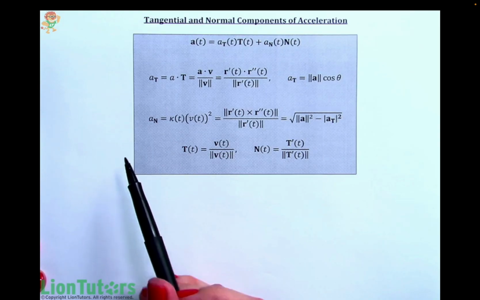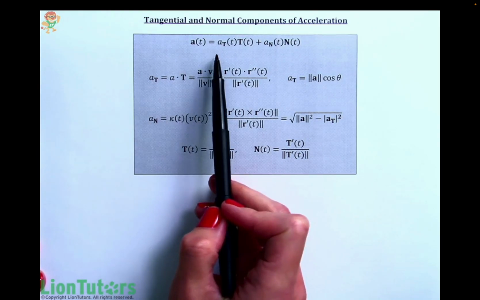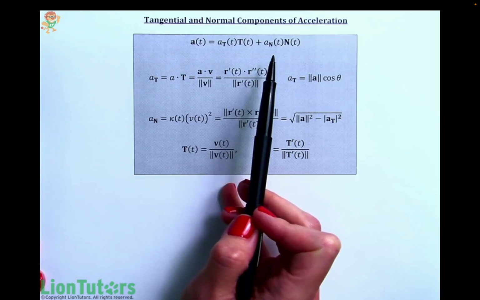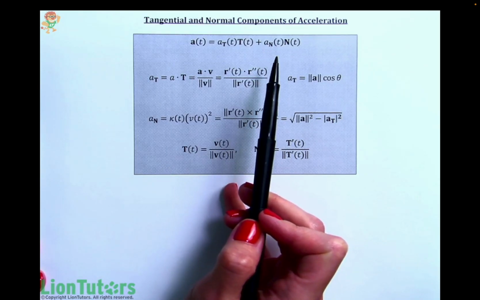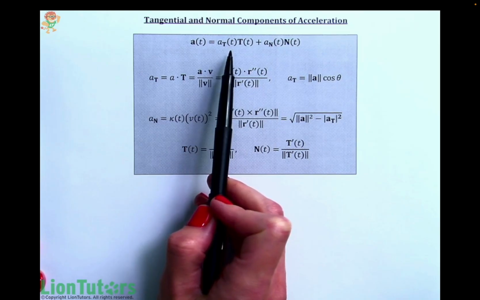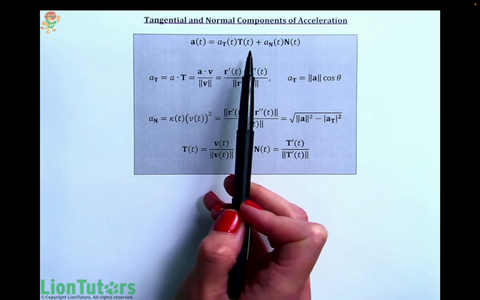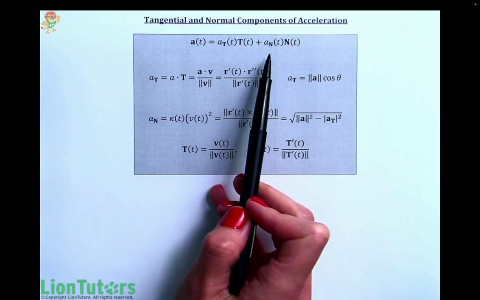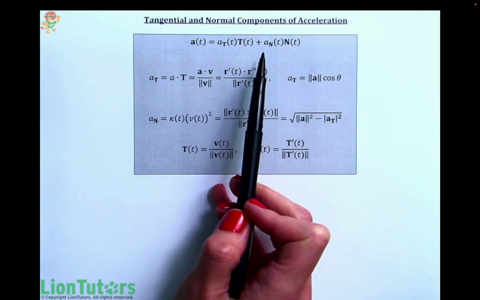But essentially, breaking acceleration up into its tangential and normal components gives you a little bit more insight on how your velocity is changing, not just in magnitude, but also in direction. So essentially, the tangential component of acceleration tells you how much your speed is changing, and the normal component of acceleration tells you how much the direction is changing.